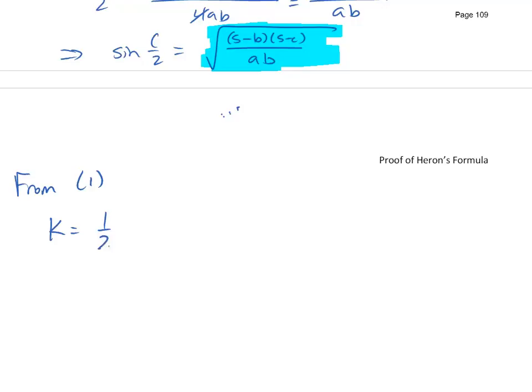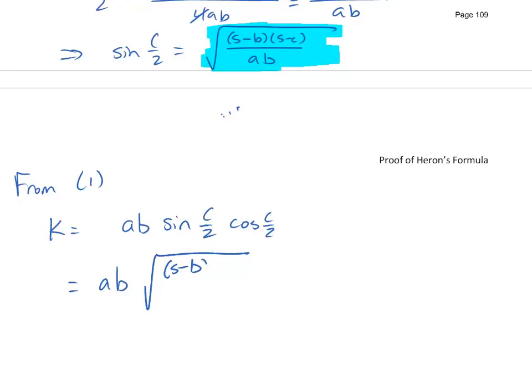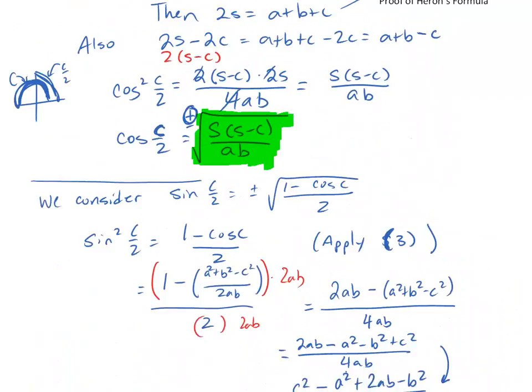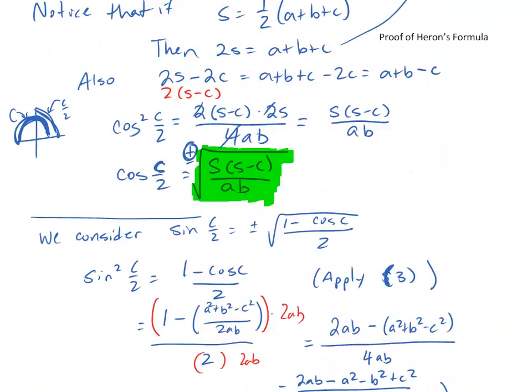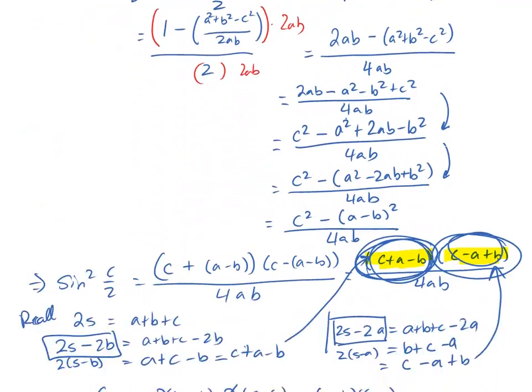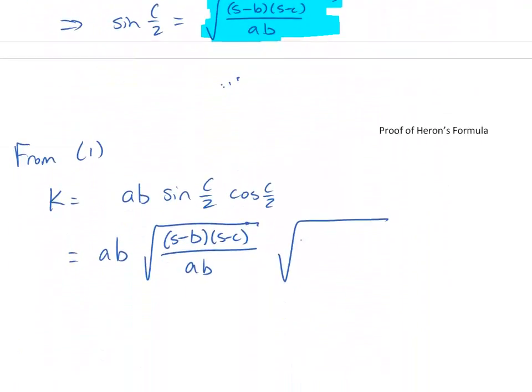So let me go grab my blue pen, and we say from Formula 1, the area was 1/2. Actually, it wasn't even 1/2, the 1/2 was gone. It was ab sine of C over 2 cosine of C over 2. So plugging in what I've got, sine of C over 2 from the blue up here is the square root of s minus b times s minus c divided by ab. And then from above, in green, cosine of C over 2 is s times s minus c over ab, all in the radical.